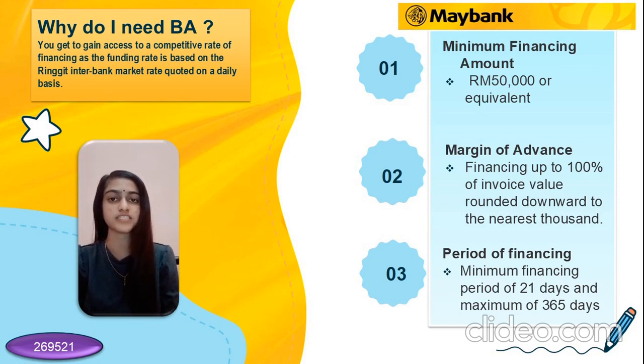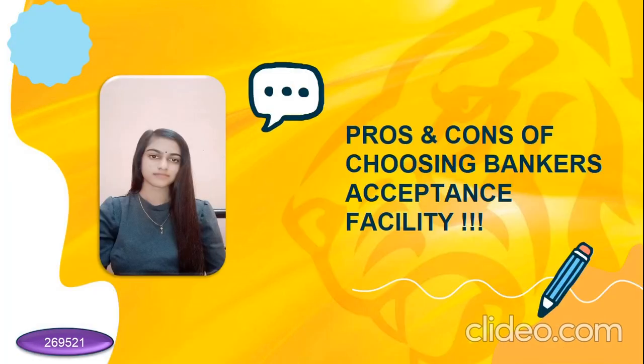Here are the three features of the financing bankers' acceptance product offered by MAYBANK. First is minimum financing amount is 50,000 or equivalent. Second is margin of advance, financing up to 100% of invoice value rounded downward to the nearest thousand. Third is period of financing, minimum financing period of 21 days and maximum of 365 days, which means 1 year.